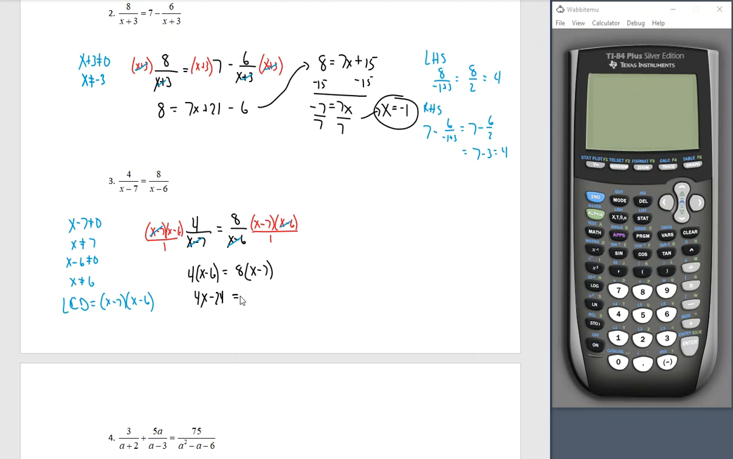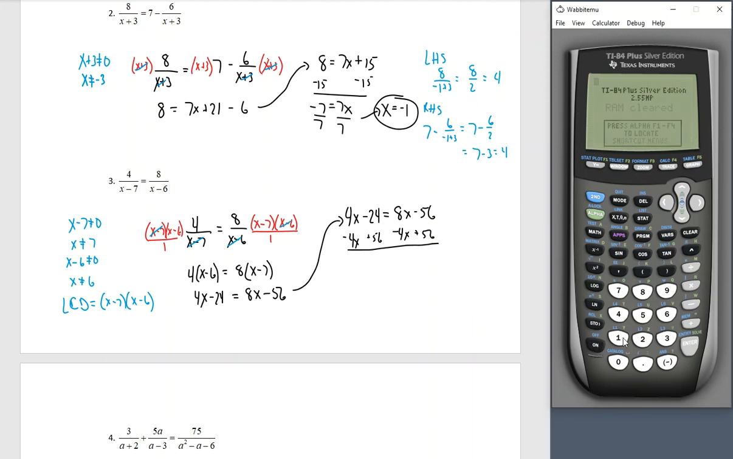4x minus 24 equals 8x minus 56. I'm definitely going to take this up over here in order to do any work. No work whatsoever, just rewriting it. Let's take our x's to the right, just because I like to be a positive person. Let's take our numbers to the left. Okay, I was going to do that in my head, and then I noticed I shouldn't. 56 minus 24. Oh, 32. Yeah, I could have done that in my head.